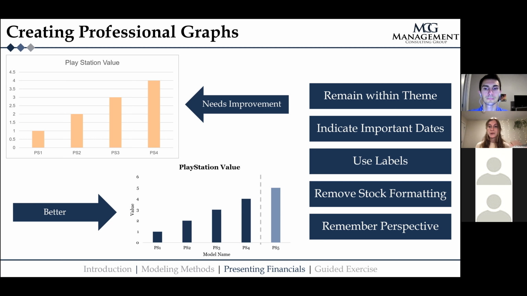Also, you should make sure that you indicate important dates and use labels. So kind of what I like to say is that your chart should be able to be understood without the context of your presentation. So the one on the bottom, just by looking at it, I can tell that this is telling me the value of a PlayStation based on the model. This presentation is nothing about PlayStation, but I still know what the chart is telling me. The orange one on the top, I have no idea what it's talking about. It just says PlayStation value and then some random letters and numbers. So you should definitely aim for your chart to look more like the one on the bottom than on the top.